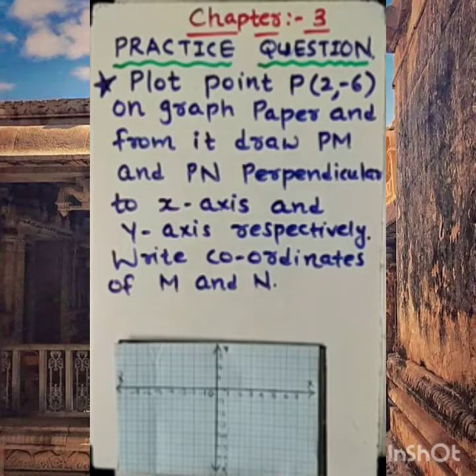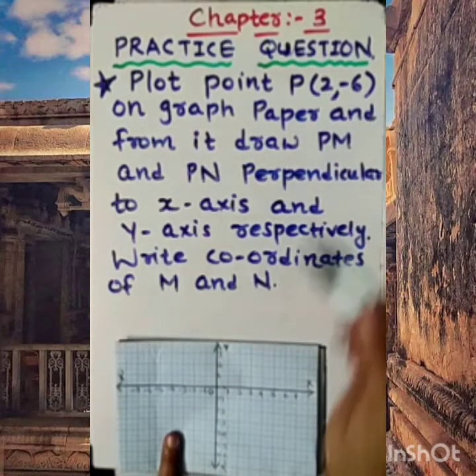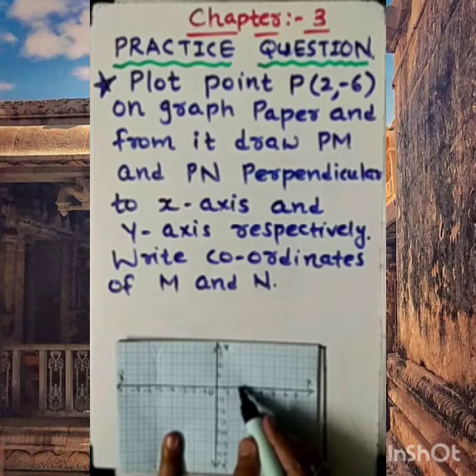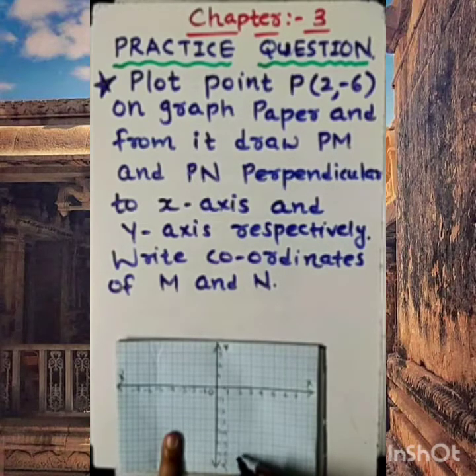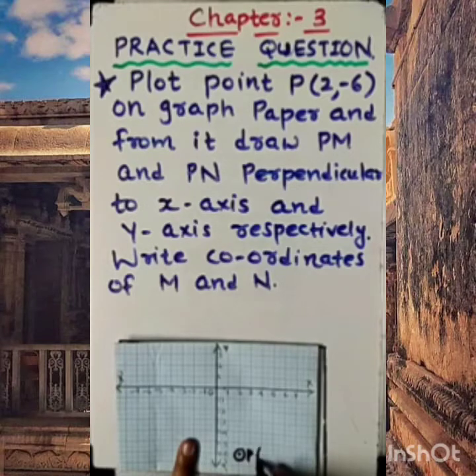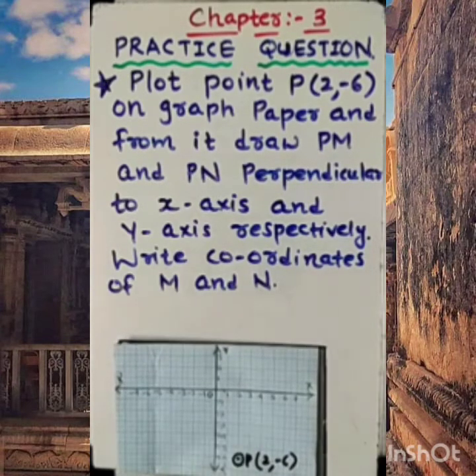So, my dear student, first we are going to locate the first point. Where to locate? Just look at your screen. (2, -6). 2 from x-axis, this, and -6 will be here from this side. So our P point will lie somewhere here. So I am writing here, this is P point, that is (2, -6). Clear to you?